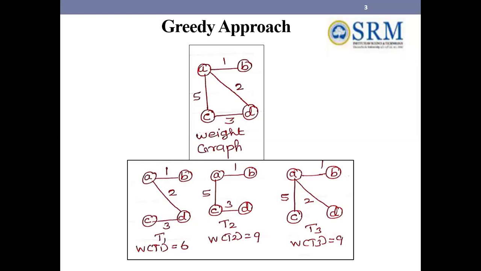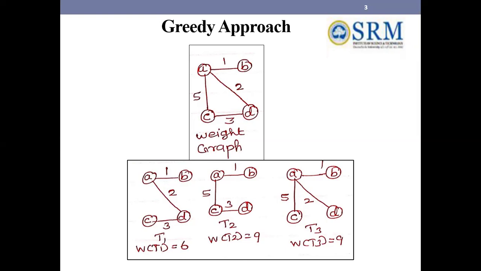So for this given graph, there are three spanning trees. First one: AB, AD, DC. In the output, there is no cycle. That's called a spanning tree with all the vertices. All the vertices are added in the spanning tree. So T1, T2, T3 are different spanning trees that we derived from the given graph.